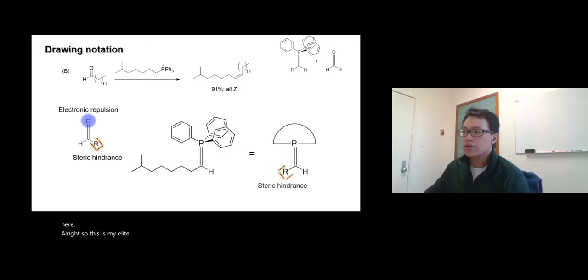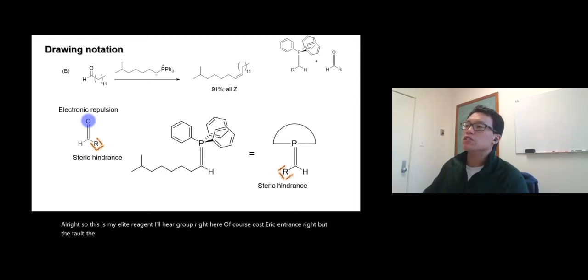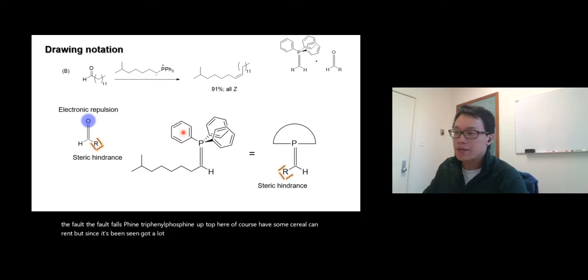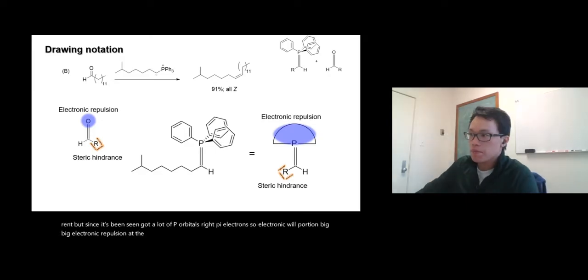The alkyl group right here, of course, has steric hindrance. The triphenylphosphine up top here, of course, has some steric hindrance too. But since each benzene has a lot of p orbitals, pi electrons, there's big electronic repulsion at the top right there. Now I'm going to make an aldehyde, or ketone, in this case. The aldehyde reacts with an ylid.